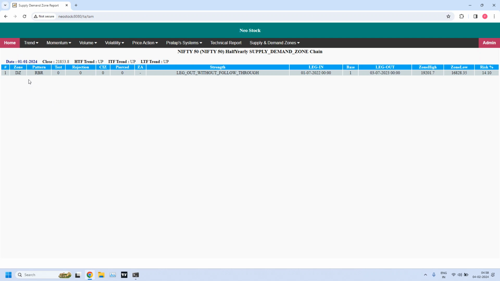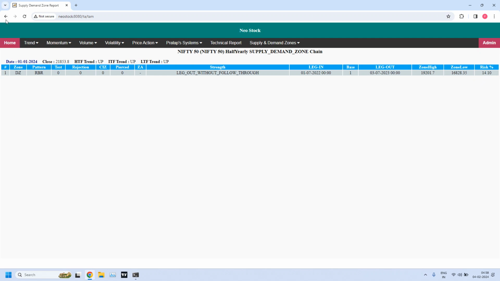So we have found only one half yearly demand zone. This is the all-time high. And this is the one created. The leg out is on 7/20/23. The levels are at 19,201 and 16,828, the zone high and zone low. And the risk indicates the depth of the zone is 14%.